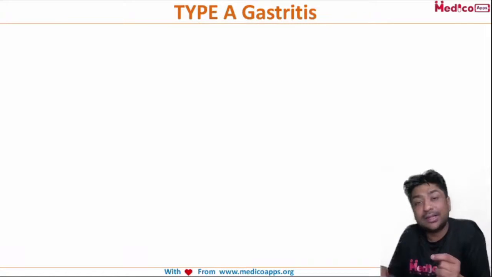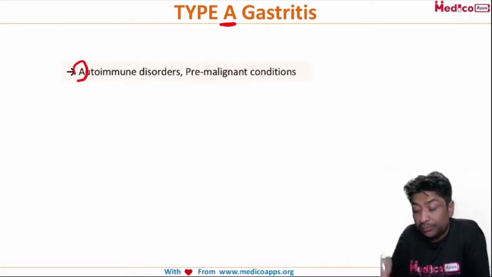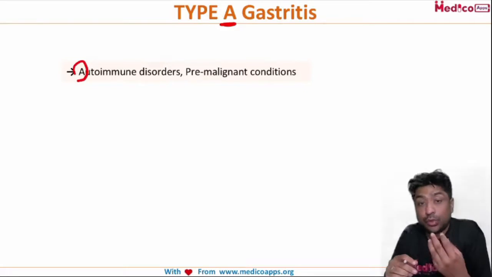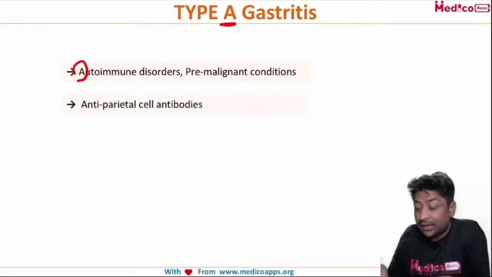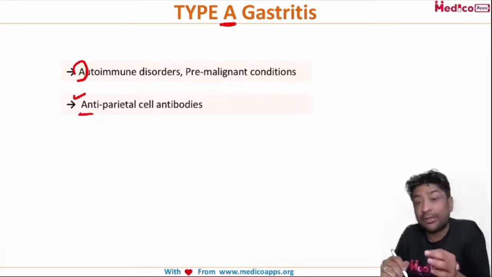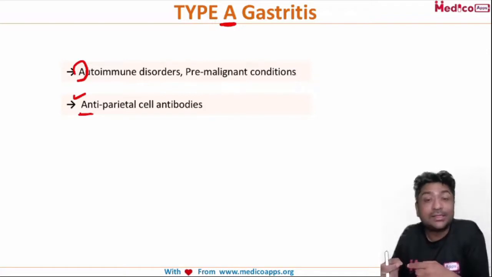Now, type A gastritis, if you remember this A, all the manifestations of type A gastritis can be very easily identified. For example, it is an autoimmune disorder. What are these antibodies directed against? They are directed against the parietal cells. So anti-parietal antibodies are formed in type A gastritis. So what will happen when anti-parietal antibodies are formed? There will be a destruction of parietal cells, and what will happen because of destruction of parietal cells?